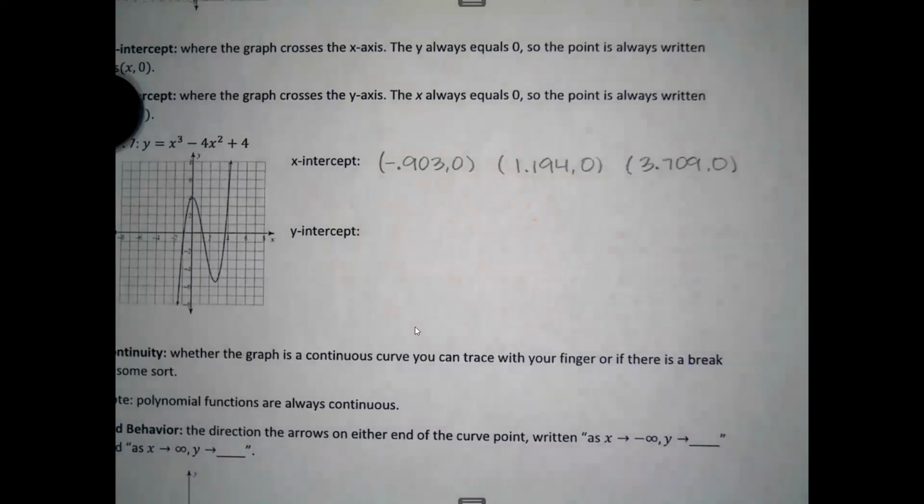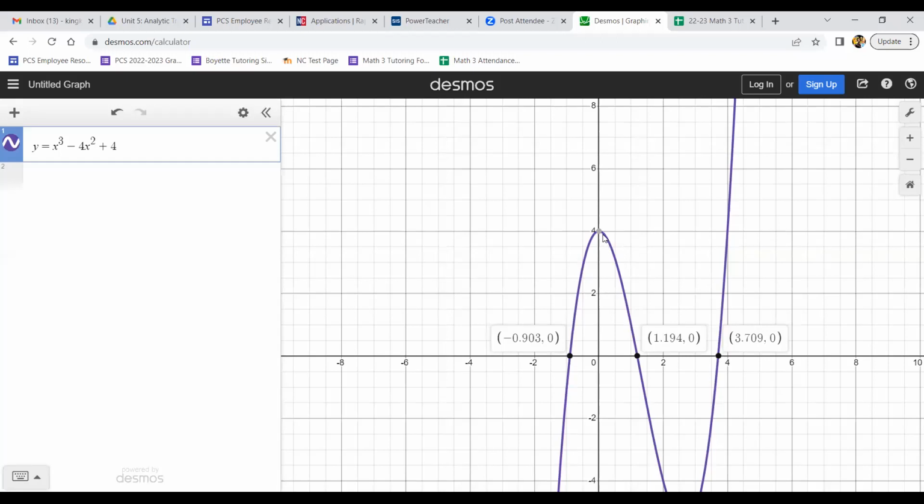And then for the y-intercept, that's another gray point on the graph. This y-intercept happens to also be the maximum. So on this particular problem, you found both the max and the y-intercept at the same time.